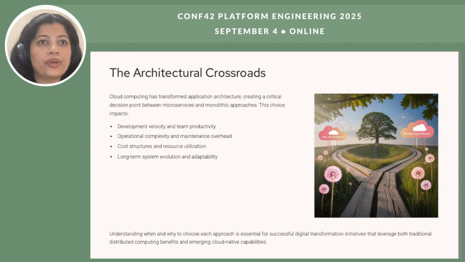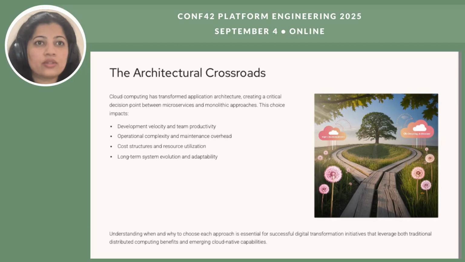So, cloud computing has completely changed the way we build applications. It has unlocked scalability, global reach, and agility. But with this evolution comes a crucial decision point. Do we build as a monolith or do we break things down into microservices?